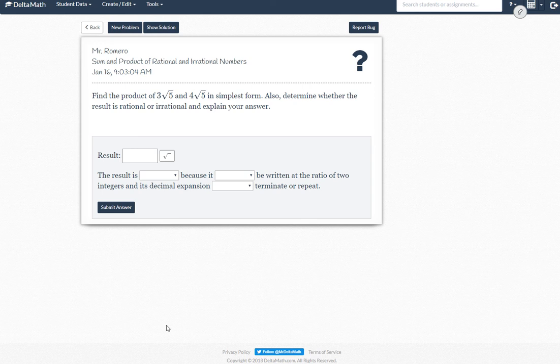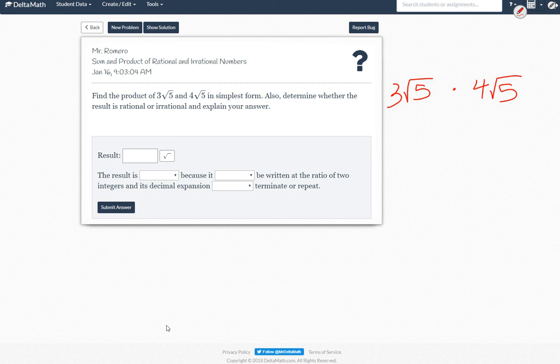Find the product of 3 square root of 5 and 4 square root of 5 in simplest form, and then determine if it's rational or irrational. What does the word product mean? Multiply. So I have 3 square root of 5 times 4 square root of 5. And the radicals are the same, but remember, for multiplication, the radicals don't need to be the same, so I don't even care. And what we learned yesterday was inside with inside and outside with outside.